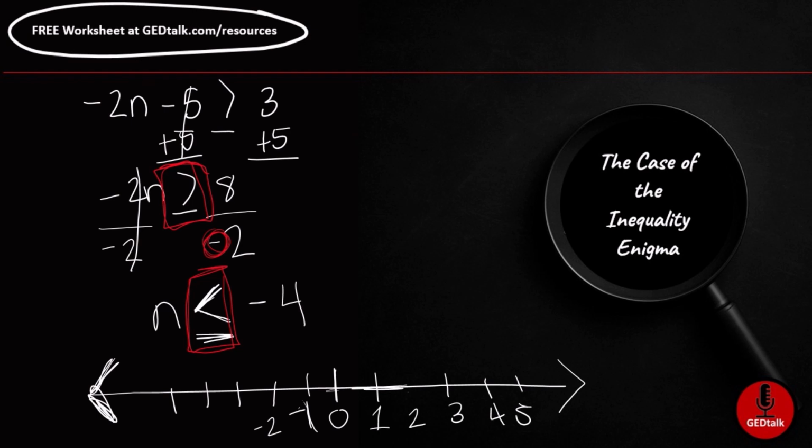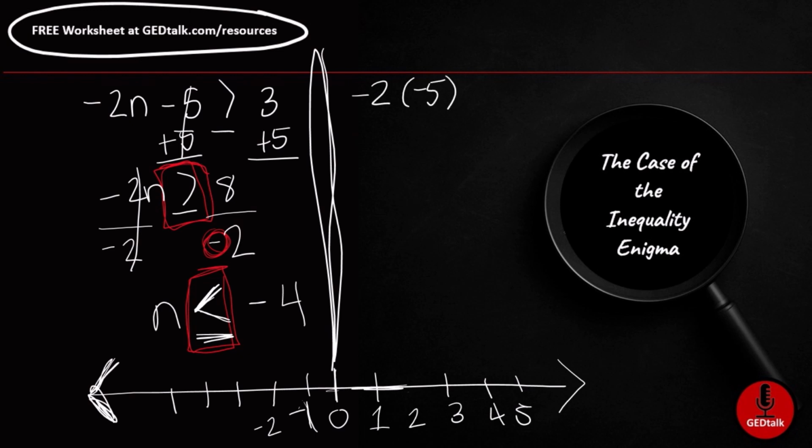And I would always suggest that you go ahead and you plug in a number that is either greater than or less than what you found to see if it fits the equation. So let's go ahead and plug in negative 5 for n to see if the problem works out properly for us. So negative 2 times negative 5 is going to give me 10. 10 minus 5 is going to give me 5. Well, let's bring down the rest of the problem. So 5 is greater than or equal to 3.